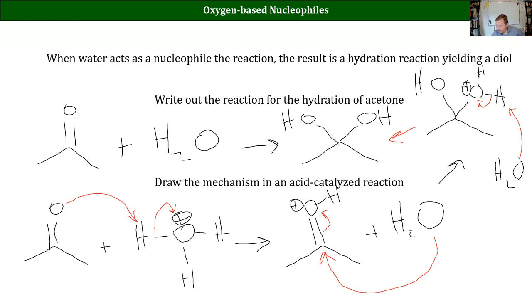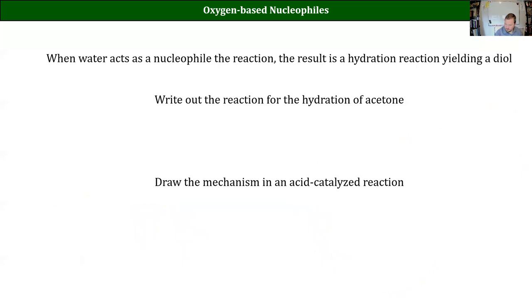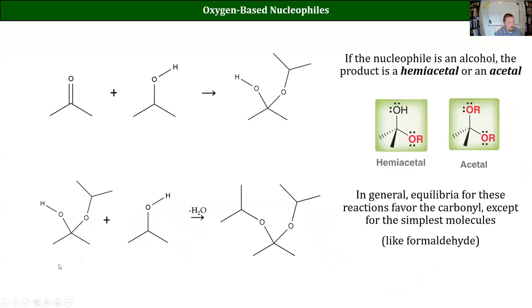All right, if we do this with an alcohol as the nucleophile instead of water, instead of making a diol, we make what's called a hemiacetal or an acetal. And these terms are not, strictly speaking, different functional groups. A hemiacetal just has an alcohol and an ether attached to the same carbon. And an acetal has two ethers attached to the same carbon.